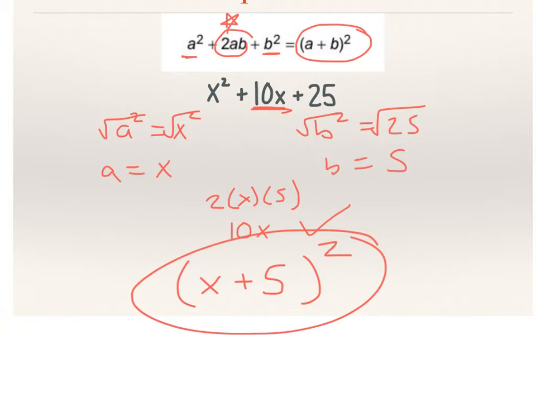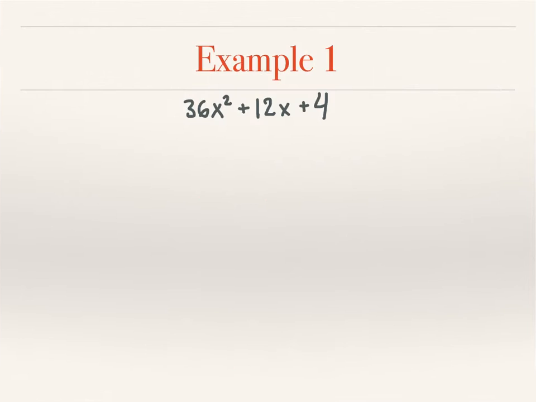Let's look at the next example. So we have 36x squared plus 12x plus 4. This example is wrong. Pretend that this is a 24x in the middle. So just change the 12x to 24.